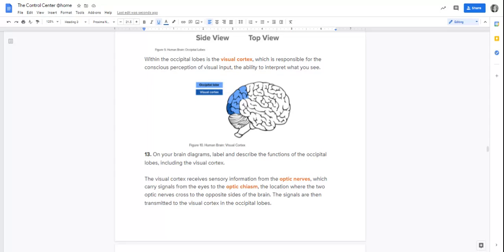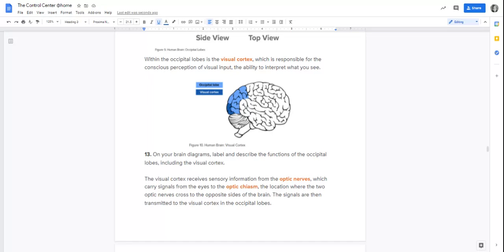So for step 13, once again, you're going to return to your brain diagrams up top, label and then describe the functions of the occipital lobes, including the visual cortex. So you're going to scroll back up to your brain diagrams, double click, add occipital lobe and visual cortex.